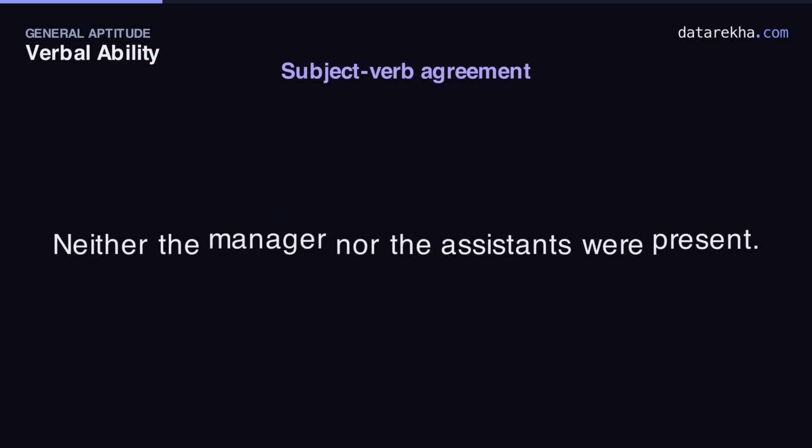Fourth, a special rule. Neither the manager nor the assistants were present. With neither nor, or either or, the verb agrees with whichever subject is closer to it. The closer subject here is assistants, which is plural, so were is correct. Had it read nor the assistant, singular and nearest, we would switch to was. It leans on the nearer noun.